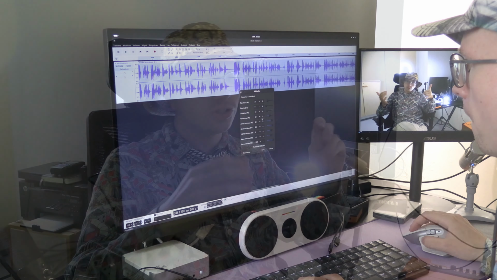Behringer is one, it's a lower end. Genelec is one, that's a Finnish brand from where I'm from. Then there's KRK. There's a lot of manufacturers nowadays of these speakers.